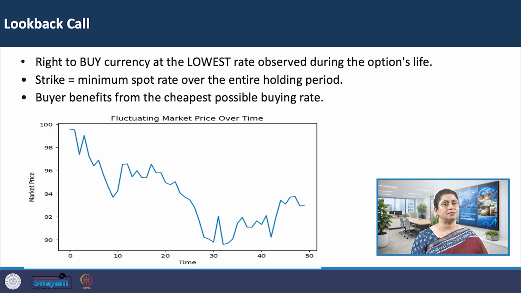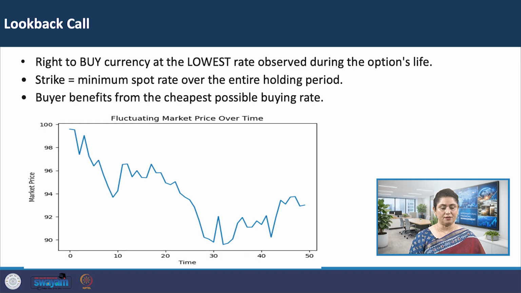The concept is simple. A look-back call gives the holder the right to buy the currency at the lowest rate observed during the entire life of the option. So the strike price is not fixed on the day when you buy the option. It is determined at expiry and it is set equal to the minimum spot price that occurred at any point during the holding of the option.